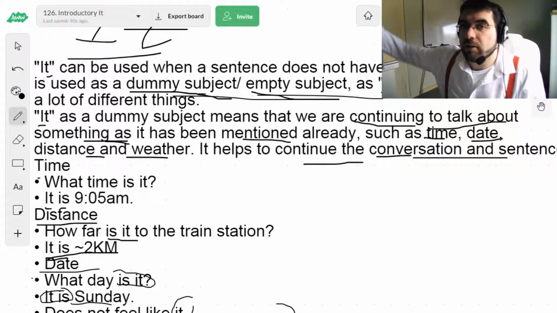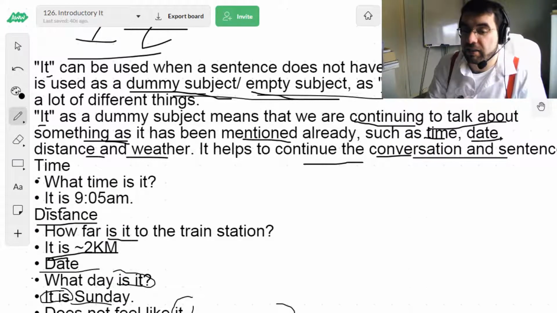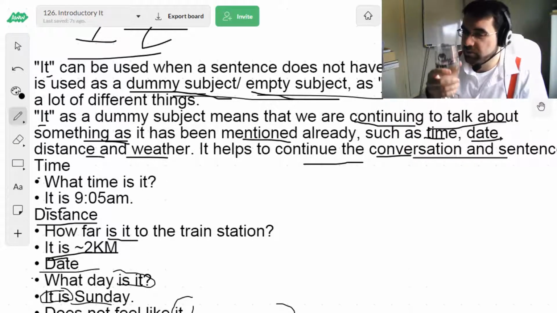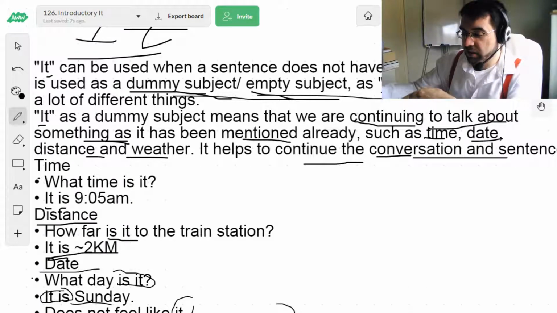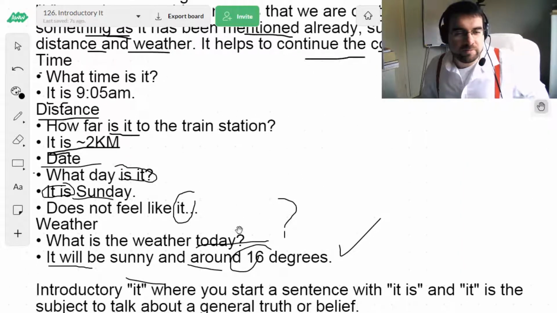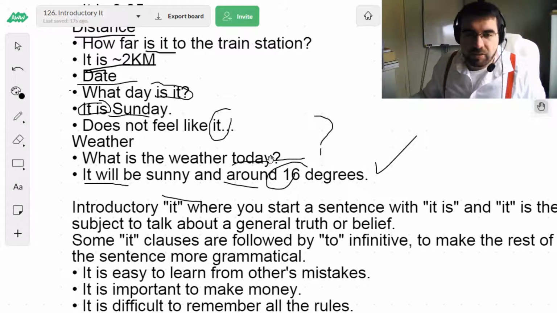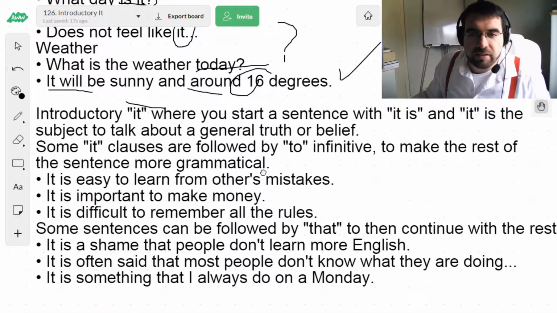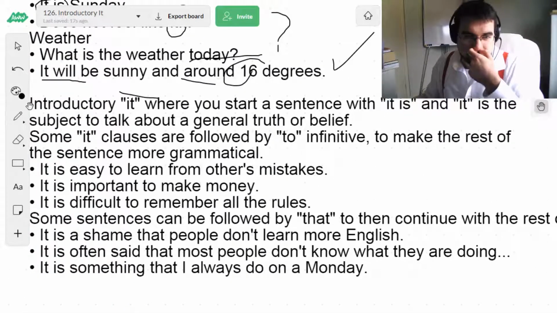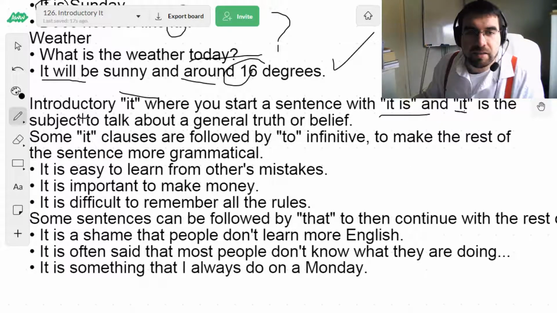It. Now talk about the book or the water. It is nice. It is clean. It is fresh. It's healthy. It's just here. Okay. So, it. When you start a sentence with it is, it is the subject.